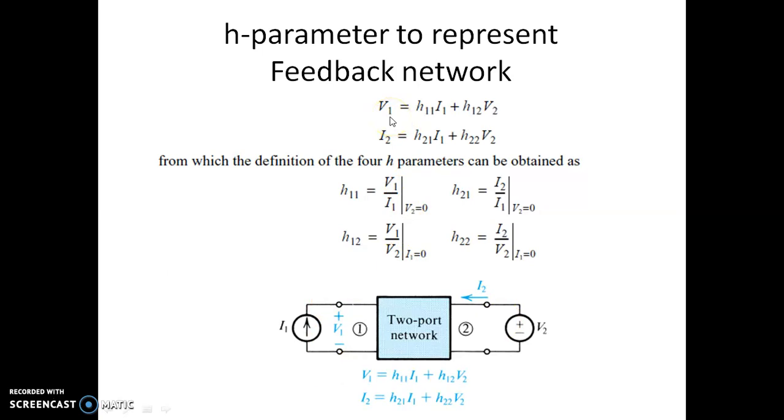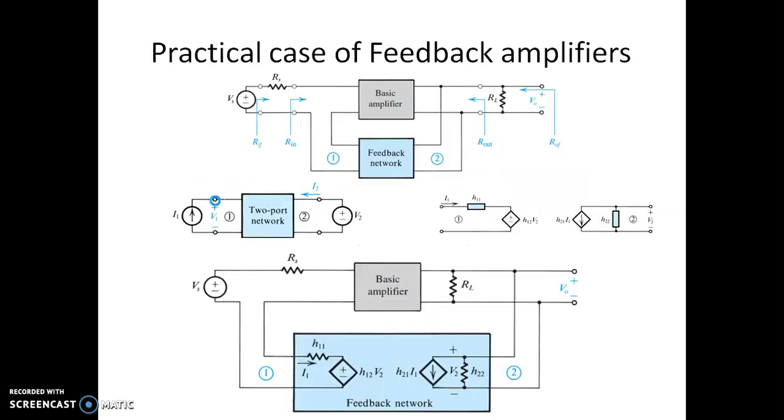V1 as a dependent parameter and I2 as again a dependent parameter, whereas input current and output voltage are independent parameters. So by doing the analysis, we can find the different parameters H11, H12, H21, H22 as per this equation. So this is how we can estimate the different parameters. When we take up the example, we will estimate each and every parameter for that particular network.